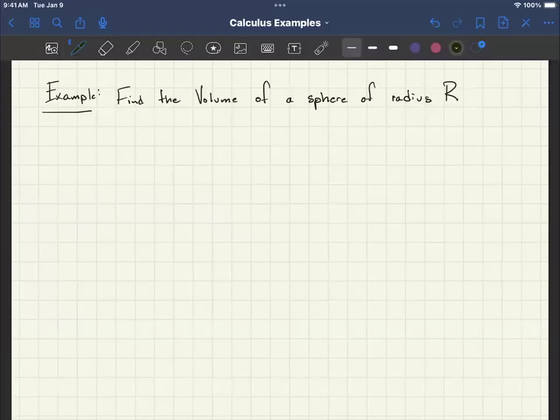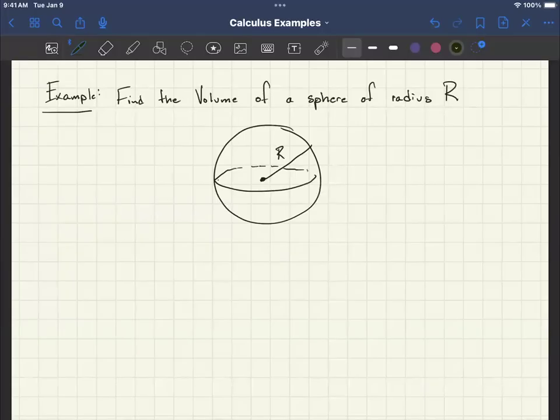I'm Dr. Finch. Today we're going to find the volume of a sphere of radius r. So I'm going to start off by drawing out our sphere. We have radius capital R in here, so that's the object that we're looking to find the volume of.